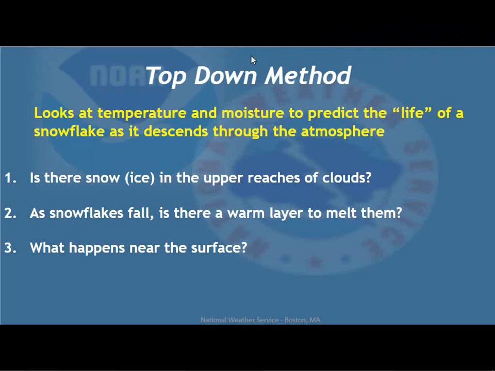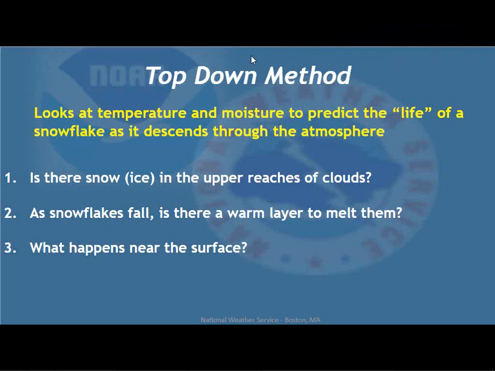Because if you don't have ice, you can have an ideal temperature profile from the mid-level of the atmosphere to the surface, but if you don't have ice crystals, you don't get the initiation to form the snowflakes. The second question is, as the snowflakes fall, and that's assuming there's ice in the upper reaches of the atmosphere, is there a warm layer to melt them?